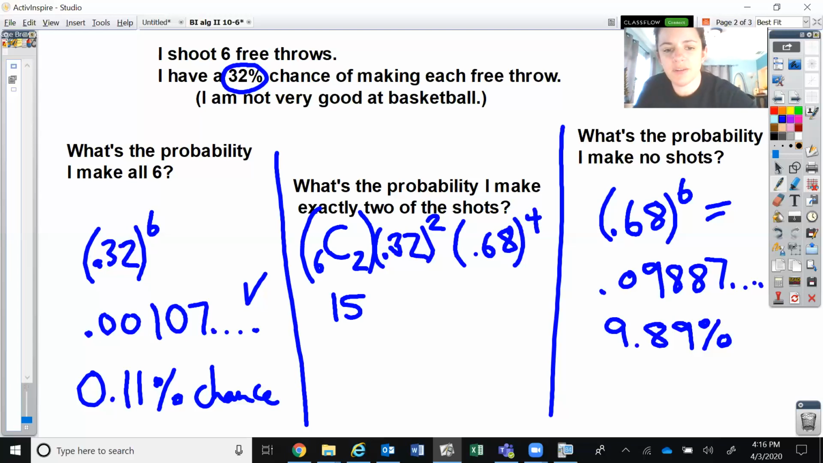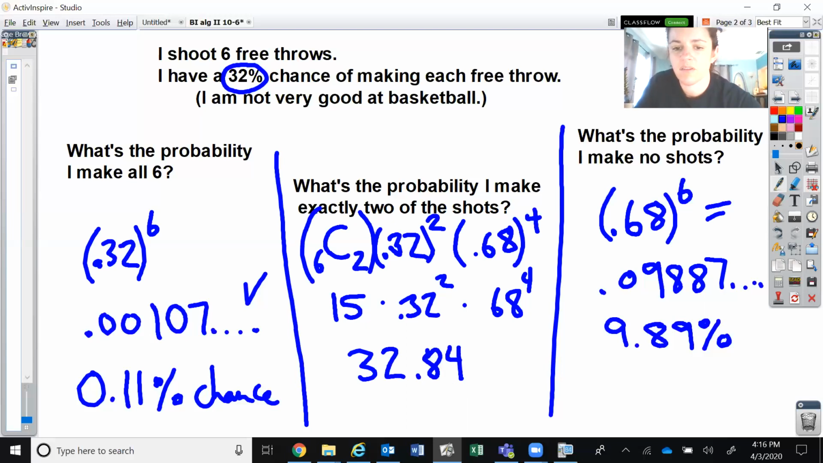And then we would multiply 15 by 0.32 squared by 0.68 to the 4th power. And we'll see what that is. And that would be 32.84%. So again, watch out, especially on big ideas, watch out for whether it asks you for the percent chance or just the probability. If it only asks you for the probability and not a percent, we would leave that as 0.328, right? And not move the decimal and not change that into a percent.